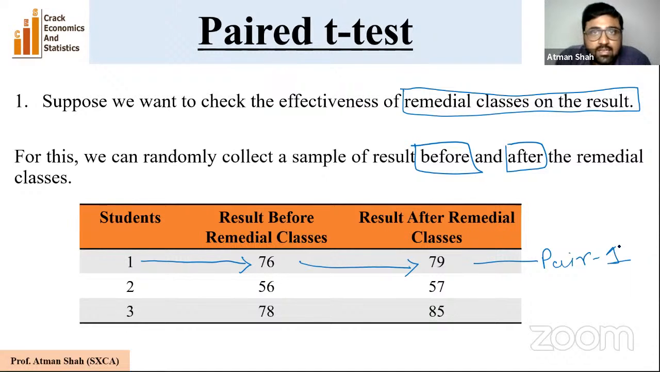Similarly, we can collect the data from the second student before and after remedial classes. So that makes pair 2. From student 3, that makes pair 3. So here the observation in one sample is uniquely associated with the observation of the other sample, and that is why we have a pair, and this test is known as paired t-test.